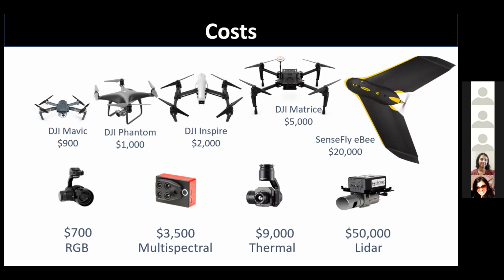Like on the right side, you see that SenseFly eBee fixed wing drone on the top, which is $20,000, and the $50,000 LiDAR sensor. So those are going to be pretty expensive. However, you can also get pretty cheap drones and relatively inexpensive sensors, like the RGB camera, that $700 on the left. The multispectral camera is, and this is all US dollars, by the way, that'll get a little bit pricier.